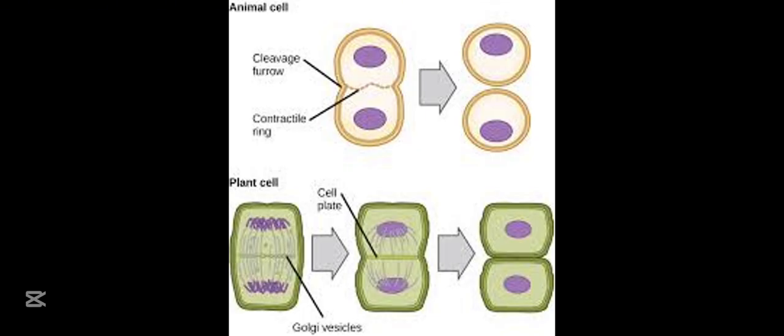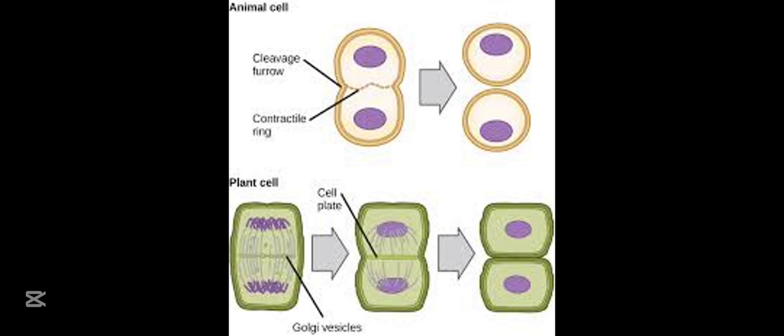Now, here's the cool part. This process isn't exactly the same in all cells. Animal cells and plant cells, for instance, do it a bit differently. Oh, really? Tell me more about that. Well, in animal cells, there's this thing called a contractile ring. It's made of actin and myosin proteins, which, if that sounds familiar, it's because those are the same proteins that help our muscles contract.